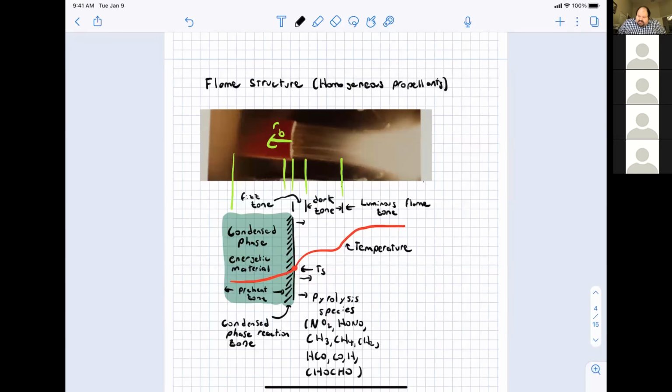Okay, so let's get started. Today we were talking about the combustion of homogeneous propellants.